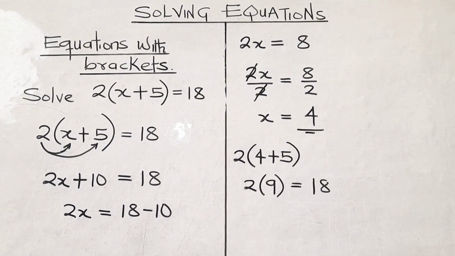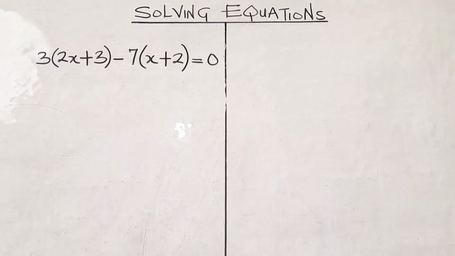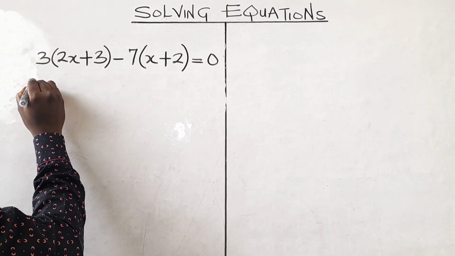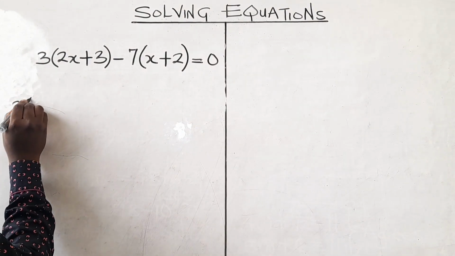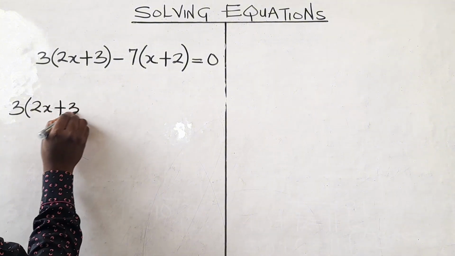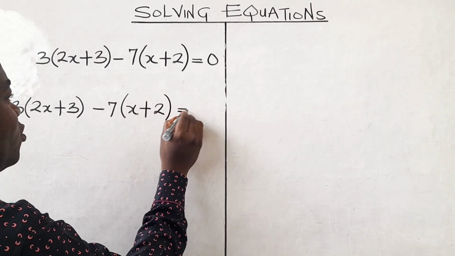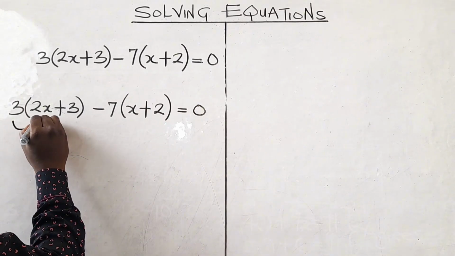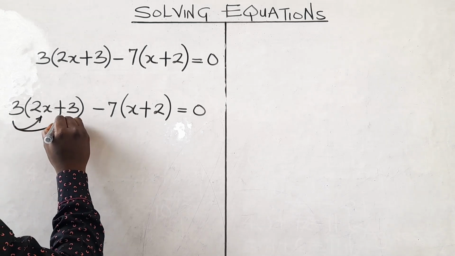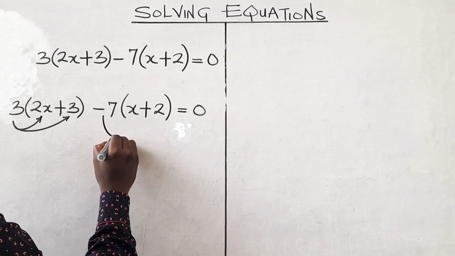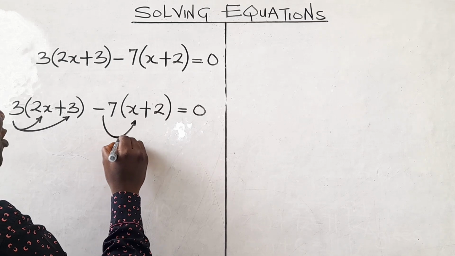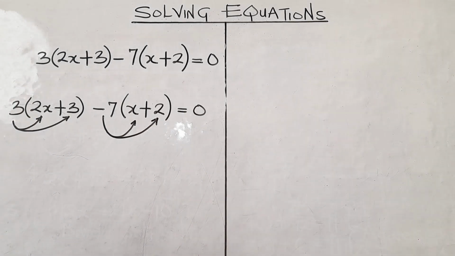Opening brackets. What if you have something like this? Still on opening of brackets. Same thing will happen here. Remember, we want to solve this: 2x plus 3 minus 7 bracket x plus 2 equal to 0. Note, this 3 will multiply 2x and also multiply 3. Negative 7 multiplies x and also multiplies 2.